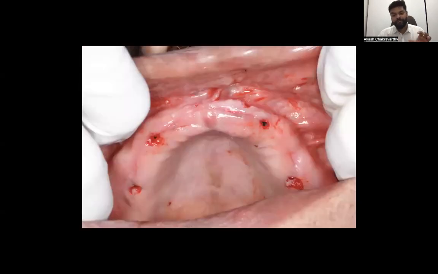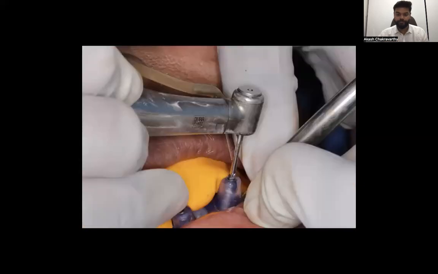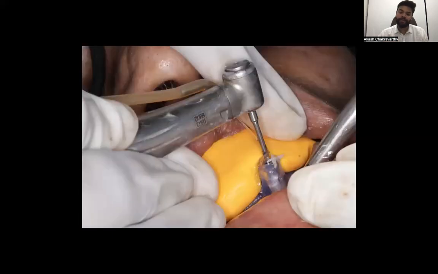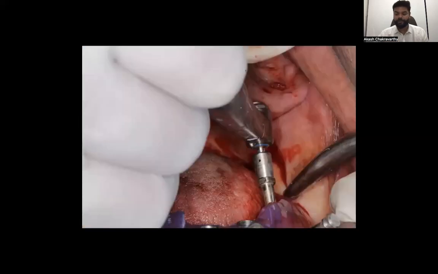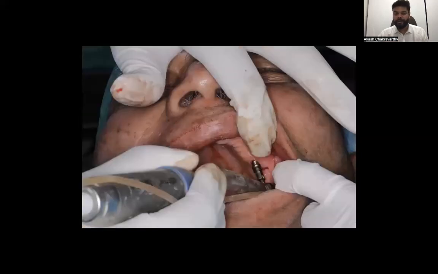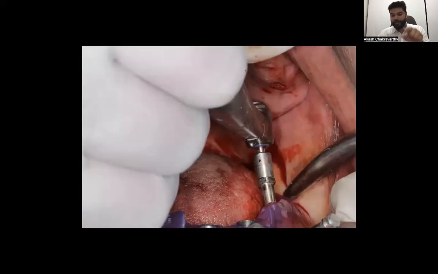So this is a picture taken just after I remove the guide. This is how clean and nice the procedure is going to be, without much hassle for the patient. So this is the lower guide. We are securing it with guide pins, that is, the anchor pins. And this is the osteotomy. This is the implant being placed in the lower arch.